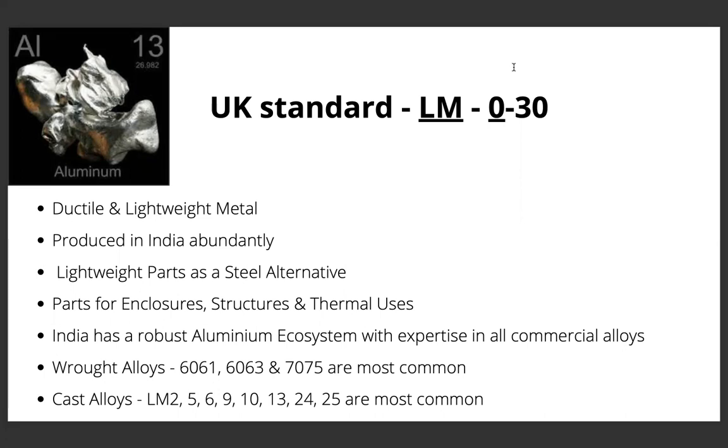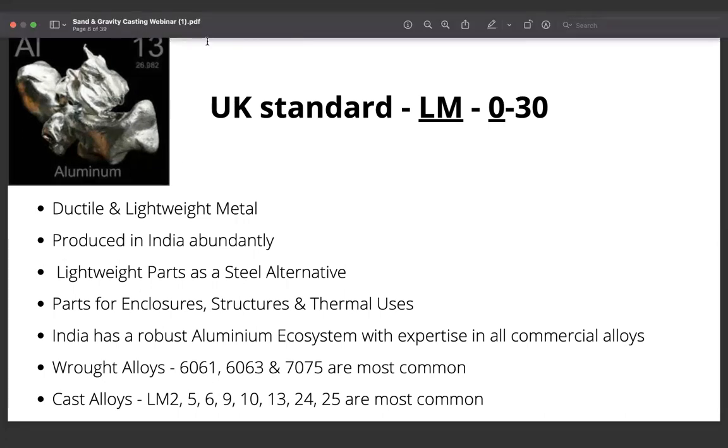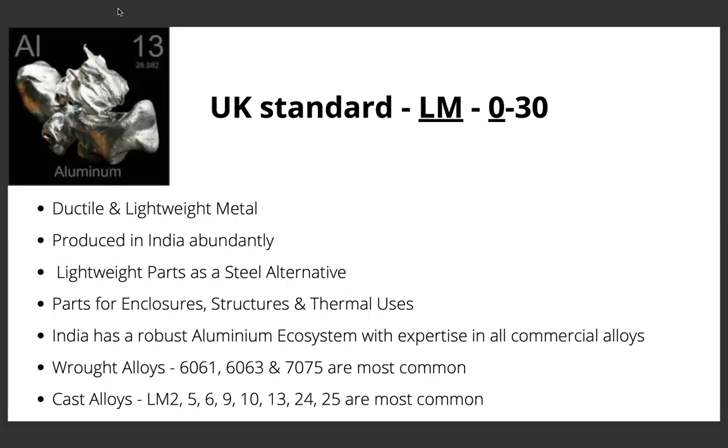The major wrought alloys that are common are 6061, 6063, 7075, and the cast alloys, as you can see, are LM2, 5, 6, 9, 10, 13, 24, 25. LM6 and LM9 are the most commonly used alloys in the context of sand casting and permanent mold.